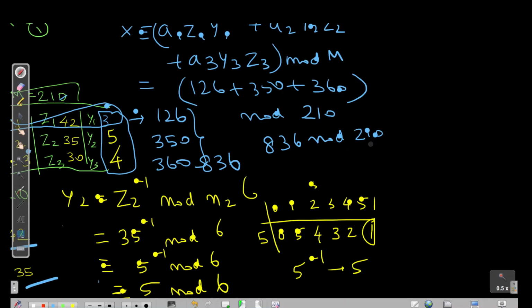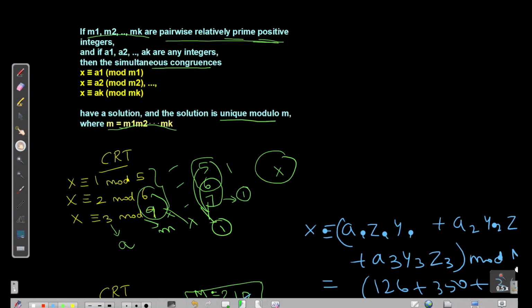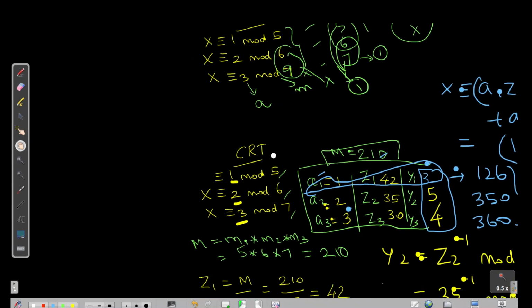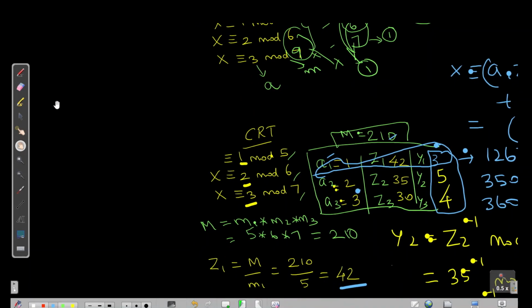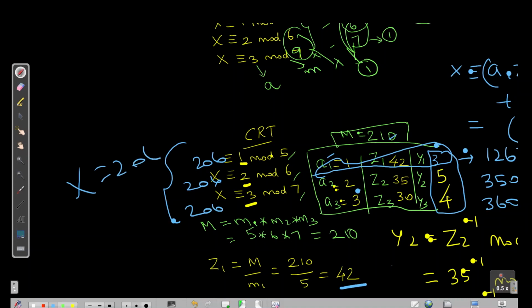When you take 836 mod 210, the remainder is 206. So the final value x is 206. You can check it out. How can we check it? We have the equations given. If you put x equal to 206 and divide by 5, the remainder is 1. When I divide by 6, you get 2. Dividing by modulus 7, you'll get 3. So this is solved. We got x equal to 206.